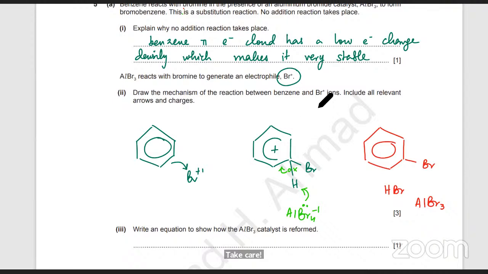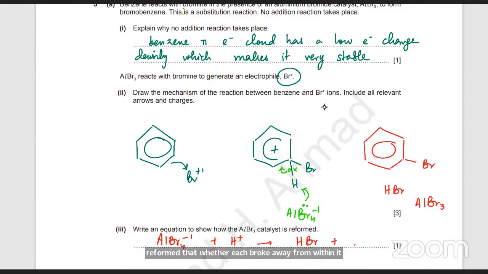Okay, next part: write an equation. So you had AlBr4 minus one. How was the catalyst reformed? When the H broke away from benzene, it went to it and grabbed one of the Br's. HBr was formed, and you got AlBr3 back again.